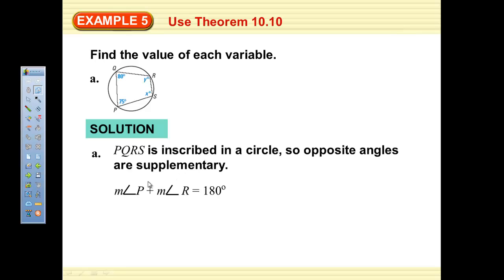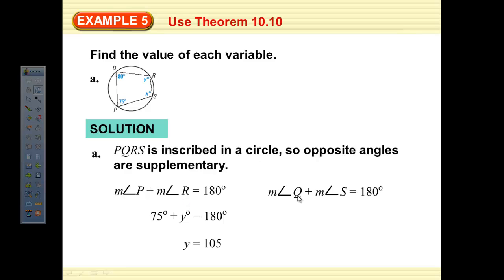So opposite angles are supplementary. P and R added together equal 180. 75 plus y equals 180. Subtracting, we get y equals 105. Again, Q and S are equal to 180. We know that Q is 80 and S is x. So we subtract 80 from both sides. We get x equals 100.